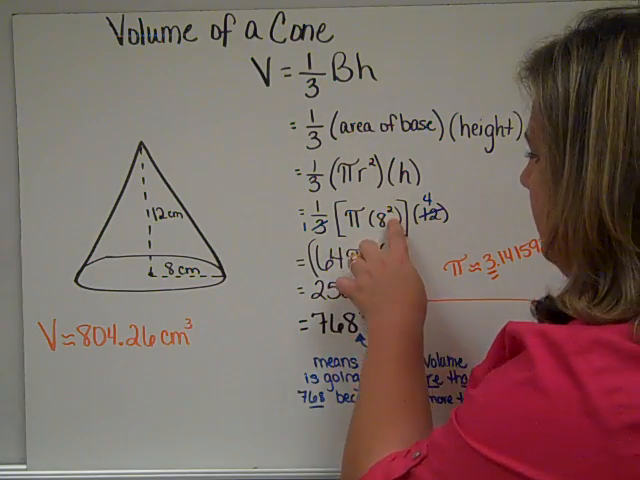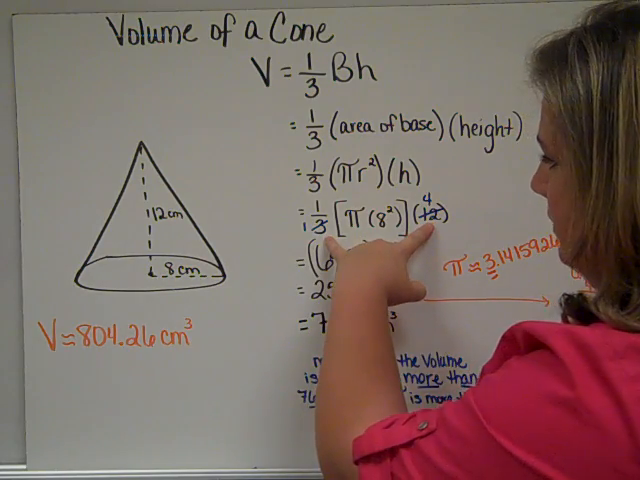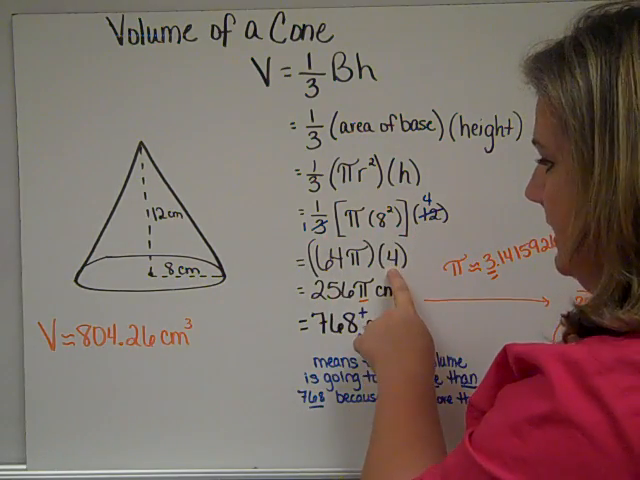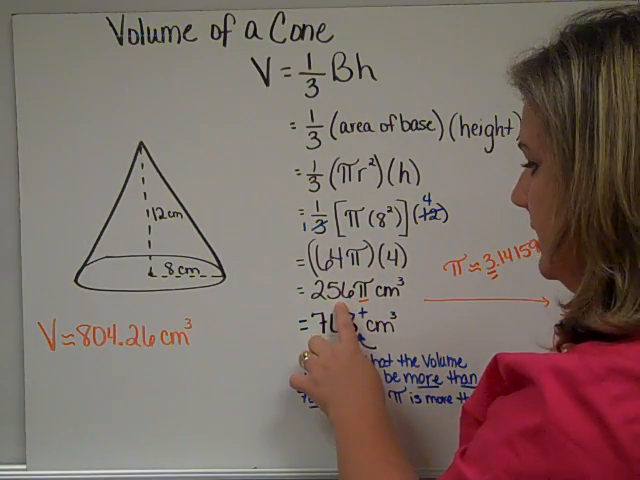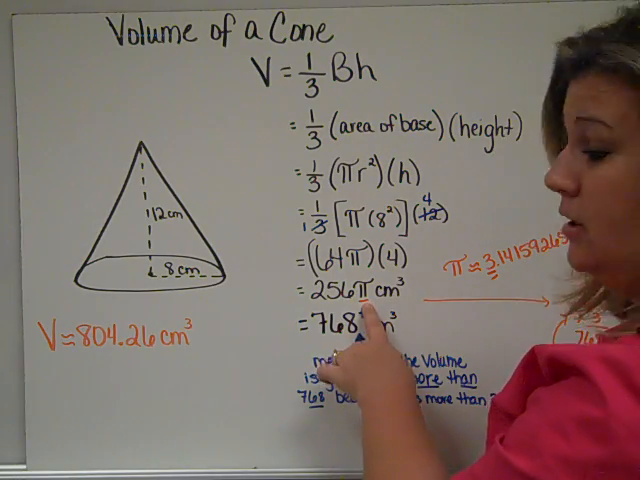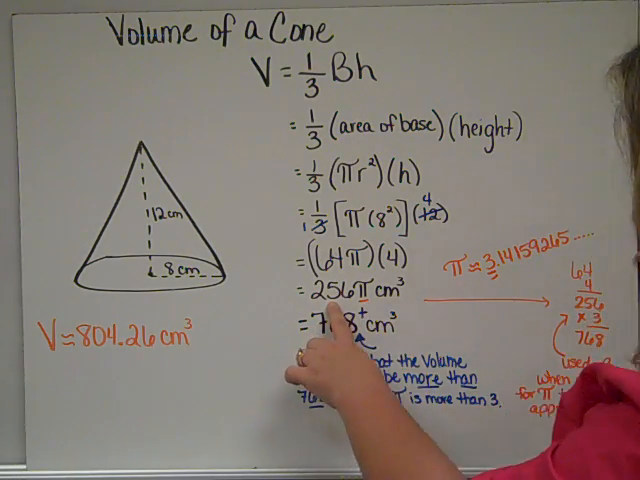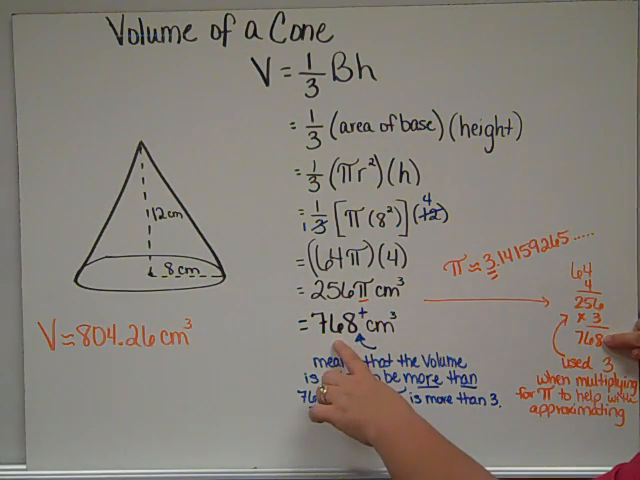Okay, so 8 squared, 64. Bring your pi down. The 3 and the 12 simplified to a 4, so we brought that down. So now I need to multiply 4 and 64. I get 256. Don't forget your pi. Again, this is where I was telling you about the number sense. When I take 256 and I multiply it by 3, notice I get 768.